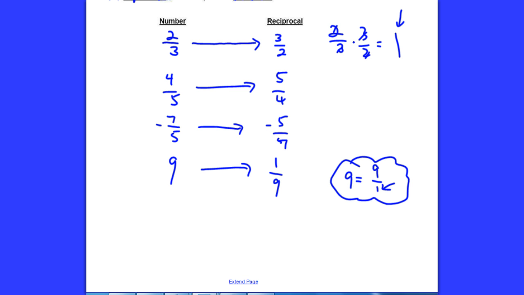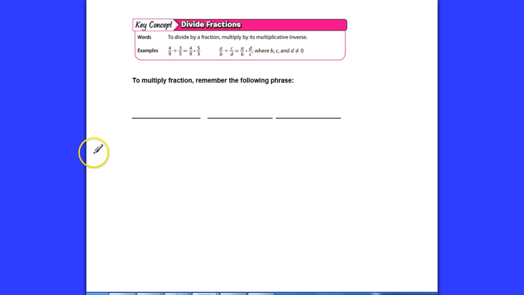I know I've got a little bit of extra space than you do, but do the best you can to get everything down here. So then we go to the bottom of your page and it says to multiply, remember this phrase, to multiply fractions. Oh, and I wrote that wrong. Guess what? I made a mistake. Cross out that word multiply.